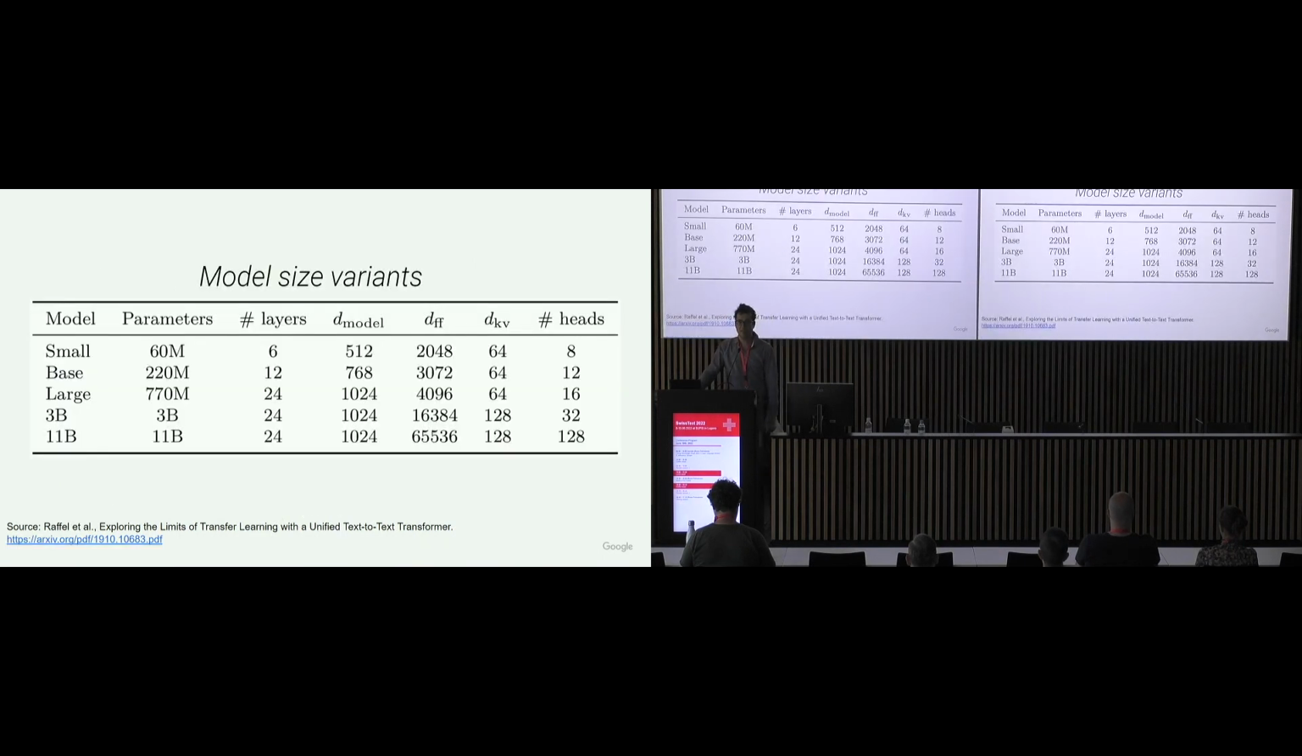These are just some numbers about different model variants that were tried in the original T5 paper: the small, base, large, XL, and XXL, with increasing number of layers and increasing number of dimensions of the internal state. So the number of parameters ranges from 60 million for the small one to 11 billion parameters for the largest one.